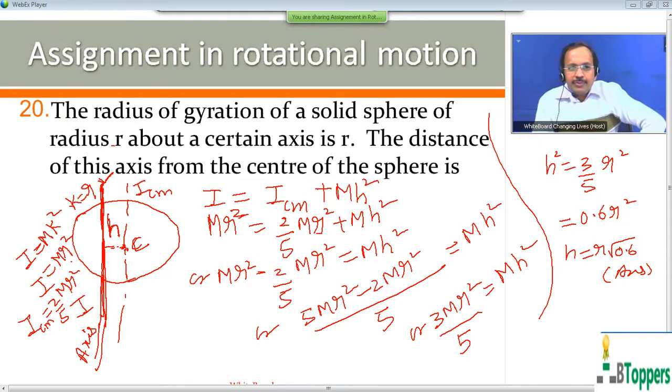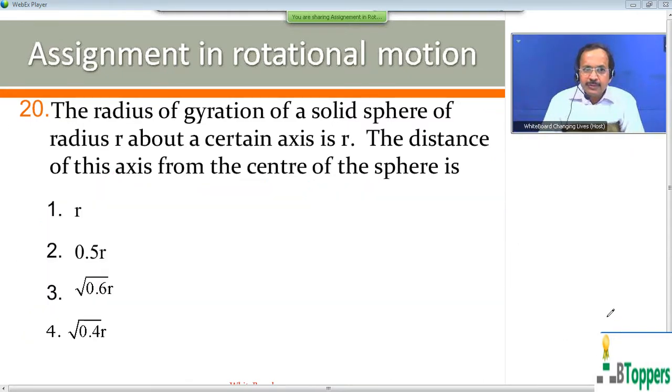Erase this. So for question number 20, answer will be r into root of 0.6, that is third option. That is understood that r is outside the root symbol here.